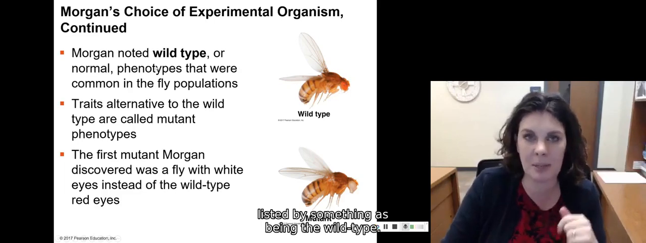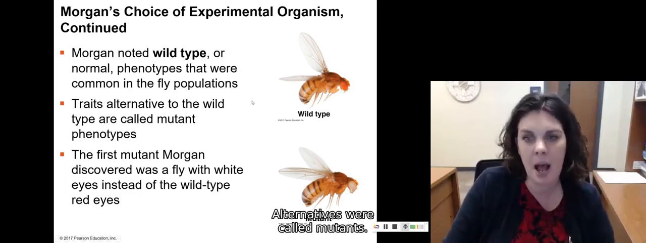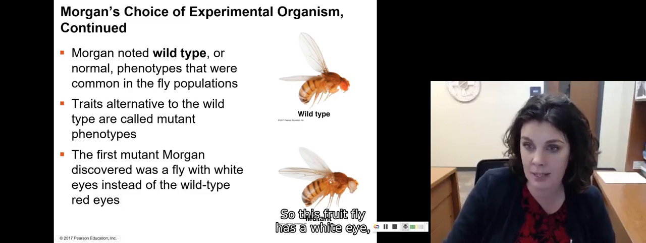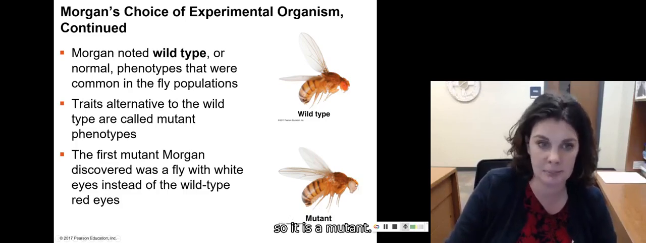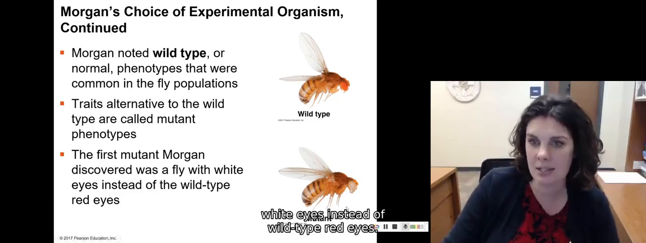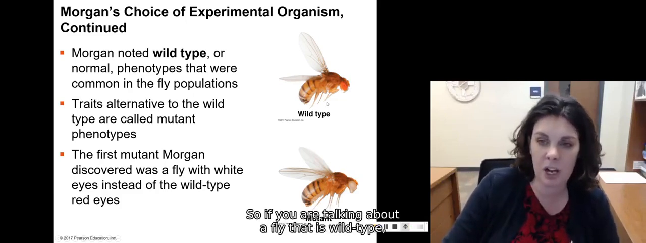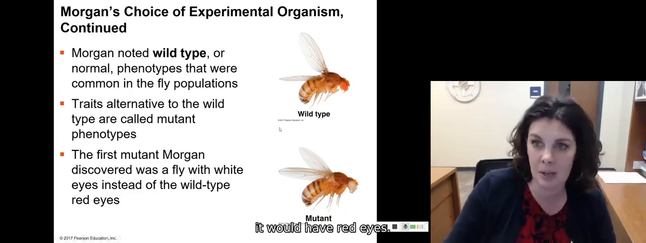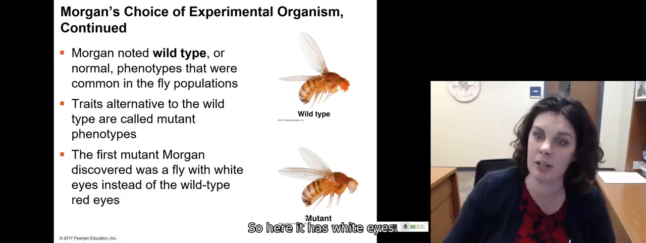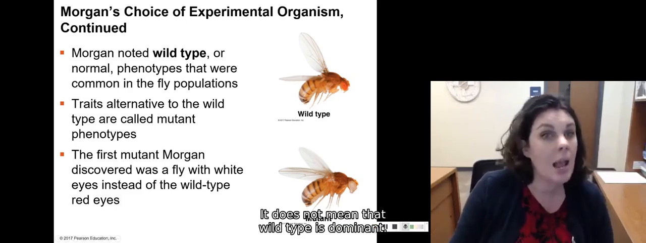So you'll often see WT listed by something as being the wild type. Alternatives were called mutants. So this fruit fly has a white eye, so it is a mutant. So the first mutant he discovered was a fly with white eyes instead of wild type red eyes. If you are talking about a fly that is wild type, it would have red eyes. If you're talking about a fly that was mutant, it would have anything that's not red. So here it has white eyes.